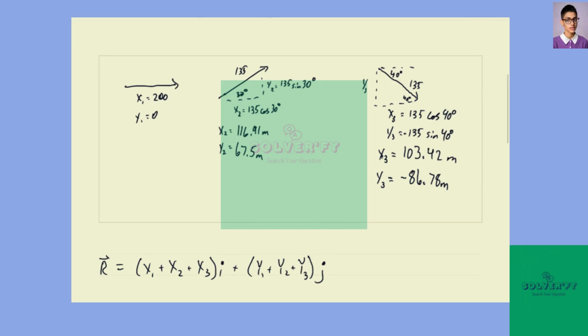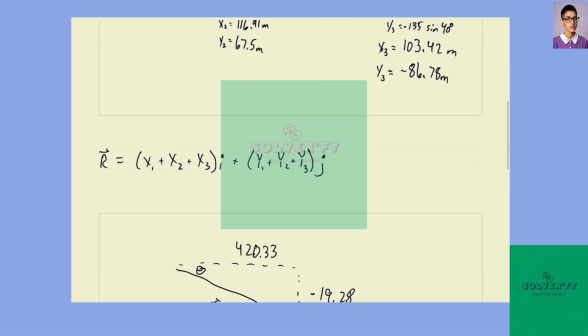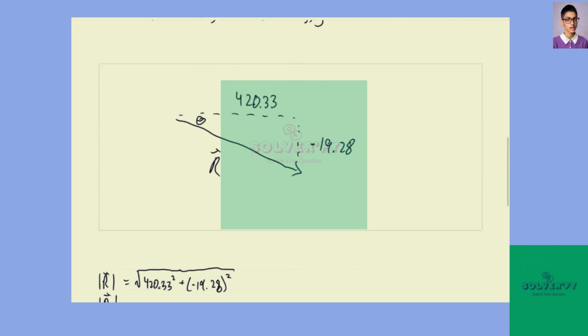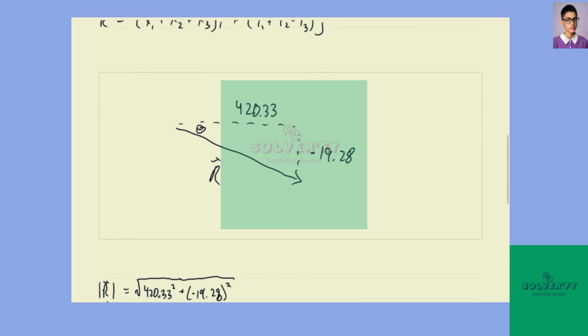Next, we can add up the components of all three vectors, which leaves us with a resultant vector that has an x component of 420.33 meters in the x direction and negative 19.28 meters in the y direction.